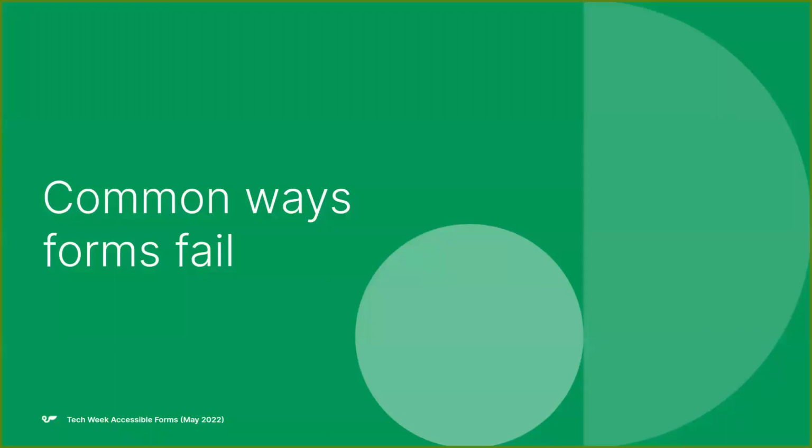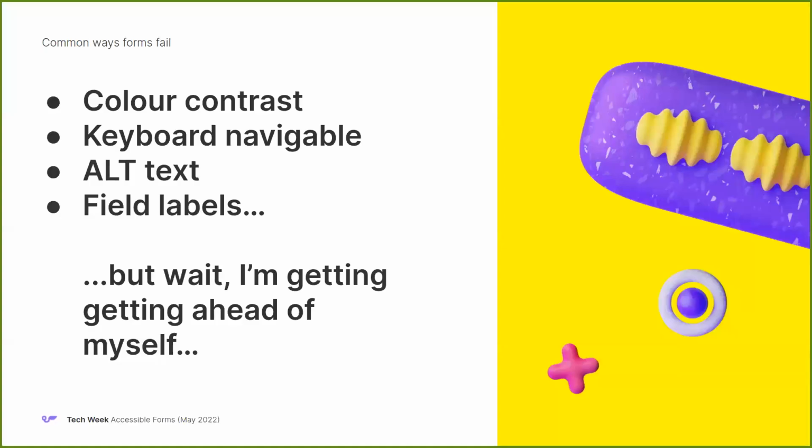So first of all, common ways that forms fail. We could just immediately jump into talking about color contrast and making forms that can be navigated with keyboard only, so not with mouse pointers and things like that. Could talk about alt text, could talk about field labels and all of that kind of stuff. But rather than jumping into specific technical advice, it's probably better to cover some fundamentals first. So first of all, what do we even mean by accessible forms?